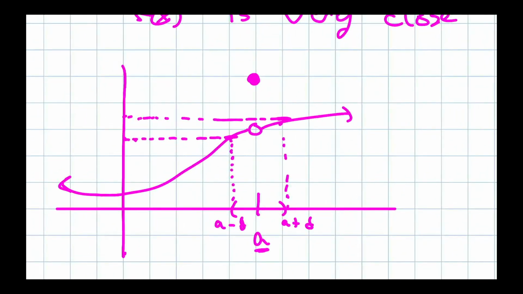So the idea is on the x-axis, you are close to A, and then on the y-axis, you're also close to L. So L would be right here. And so for the L, you can write like this is L, and then like L plus epsilon might be up here, and then L minus epsilon might be down there. And so what they're saying is for any epsilon, you can find a delta so that this interval, the pink interval here, stays inside the green interval here. And that's the definition of continuity.